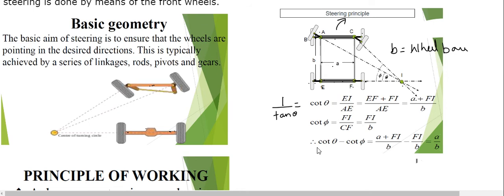So what the steering principle states is, the cot of the angle of the inner wheel, that is theta, and the cot of the angle of the outer wheel, that is phi, the difference of those should be equal to the width of the vehicle divided by the wheelbase. Width of the body or width of the chassis divided by the wheelbase. That is what this equation gives. This is known as the steering principle or law of steering.